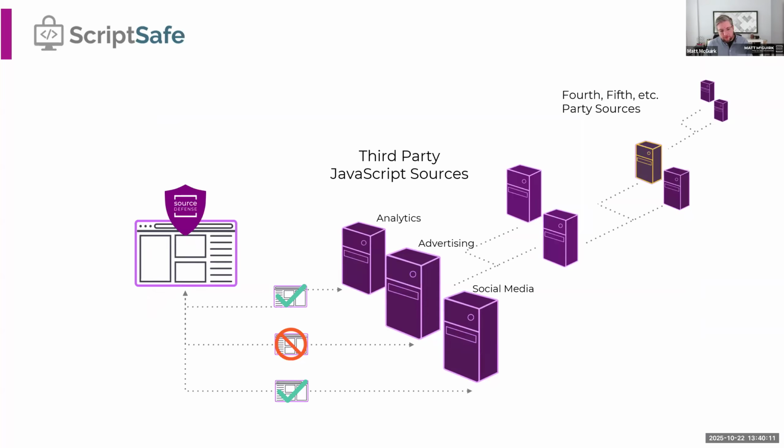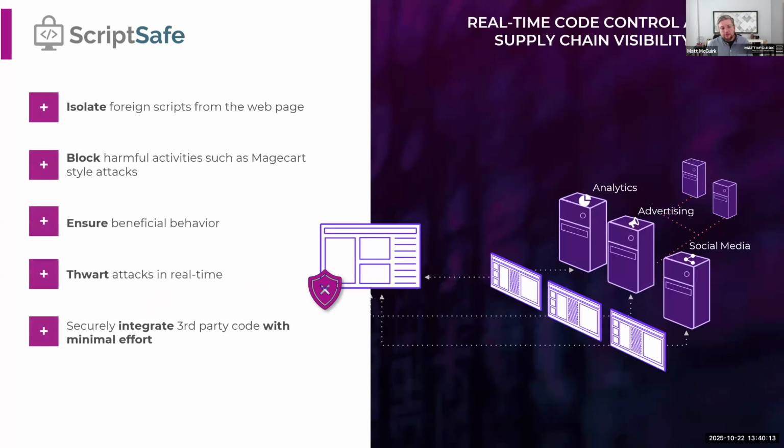So to sum up, some of the benefits here, I think it's most important to think about isolating those foreign scripts and blocking the harmful behaviors, instead of blocking the scripts altogether, and therefore letting the beneficial behavior still happen. This all occurs in real time, and that's important to note too. The inventories, the header gathering, all that stuff is real time. So it's not just a point in time scan.